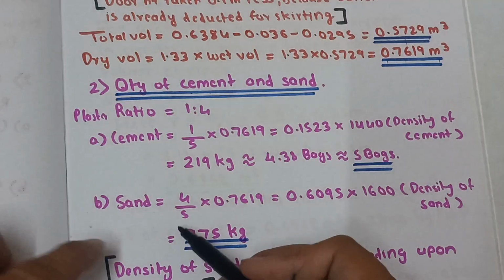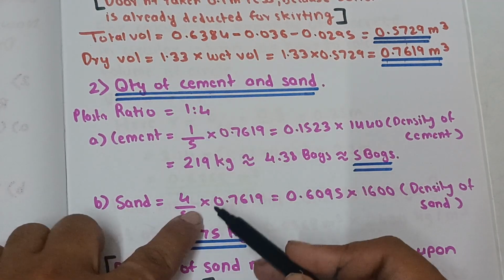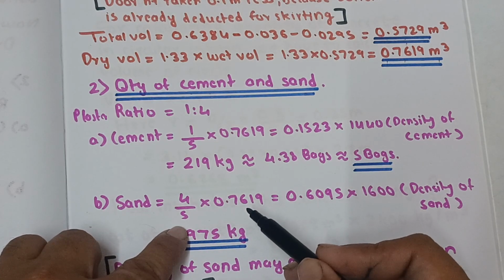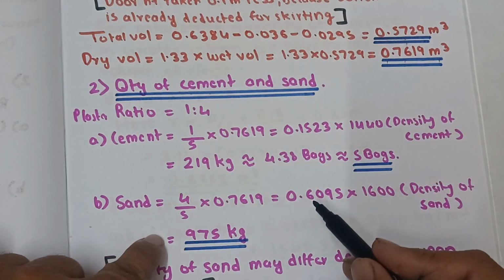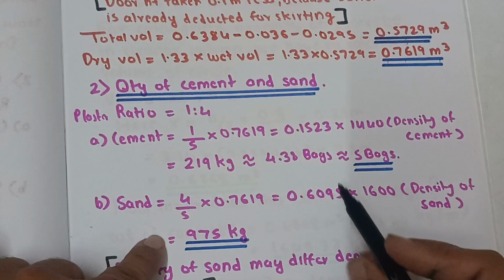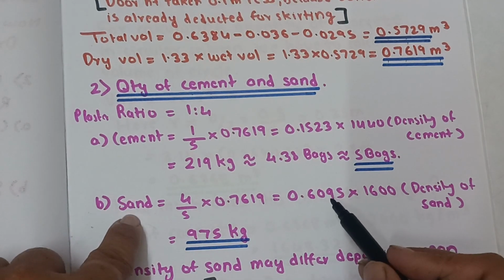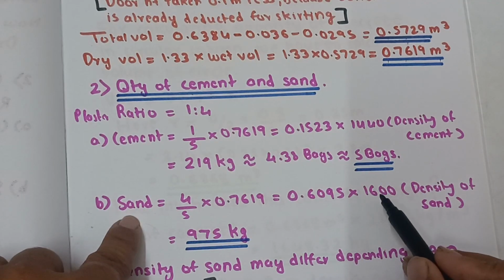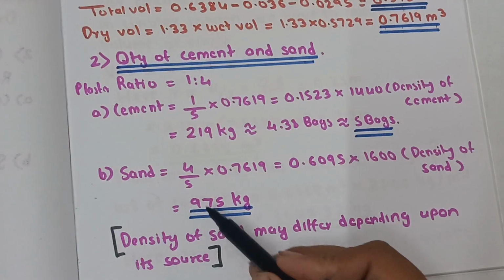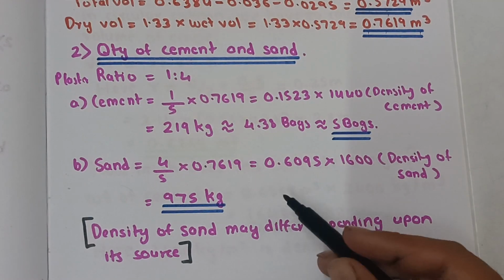Next is the sand calculation. The ratio for sand is 4 and the total of the ratio is 5. Therefore divide 4 by 5 into 0.7619, the dry volume. We get 0.6095 into 1600, the density of sand. As we know, density is equal to mass by volume. So now we have to calculate mass, therefore volume into density. We get 975 kgs of sand. The density of sand may differ depending upon its source.